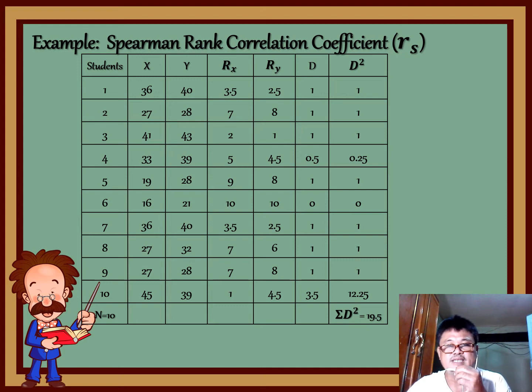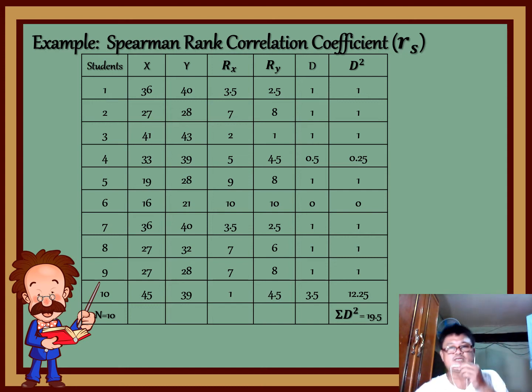R sub Y stands for the ranking of the Y scores. So the highest in Y is 43. That's why the answer here is 1. Second to 43 is 40. But we have 2, so it occupied ranks 2 and 3. The middle of 2 and 3 is 2.5. So we have 2.5 there, and so on and so forth. In short, you're just going to apply what you have learned in our ranking of scores or grades.